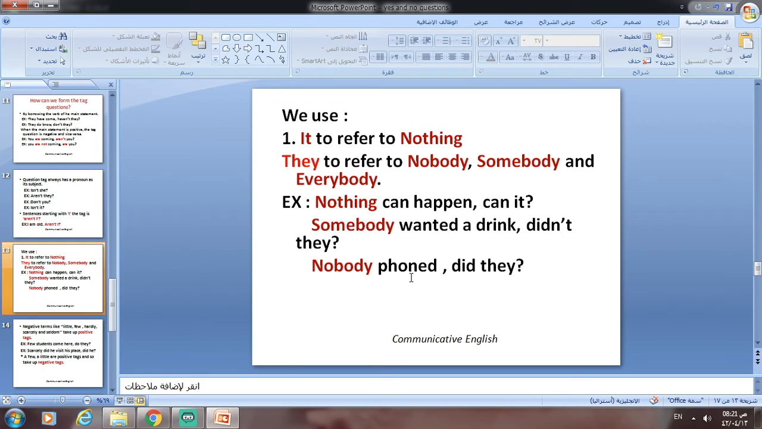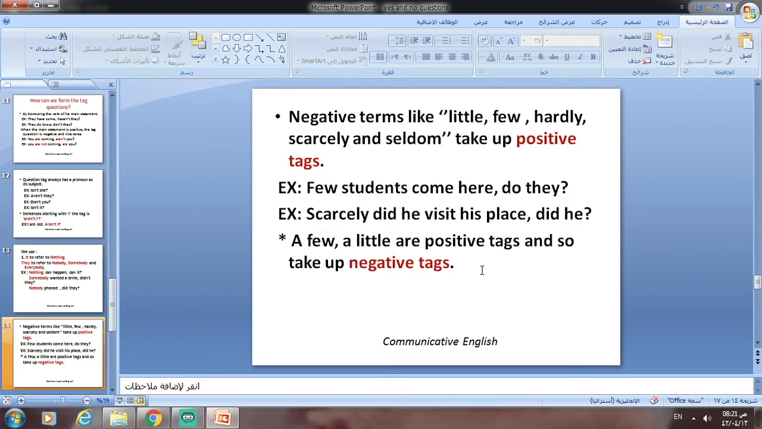So we can say that it is did. So here it is. The sentence is negative. You see, it is negative. Nobody. So we leave the auxiliary verb in its positive form. Like nobody phoned. Did they?